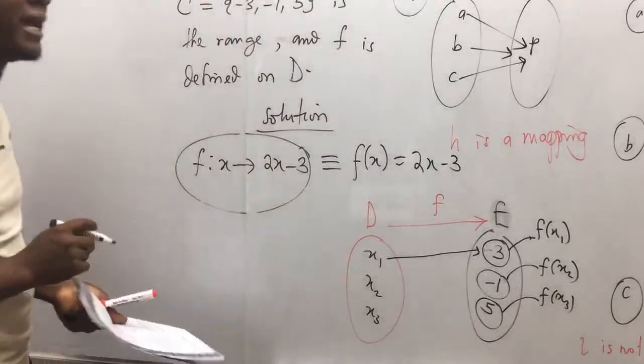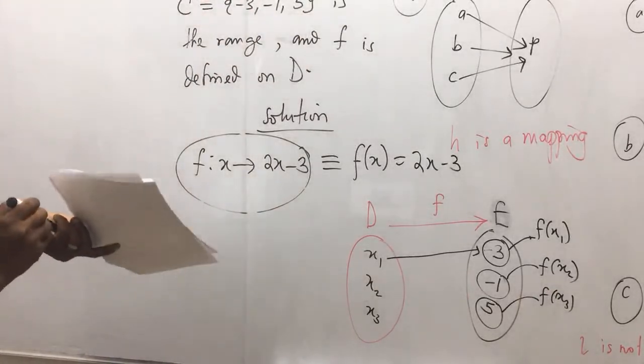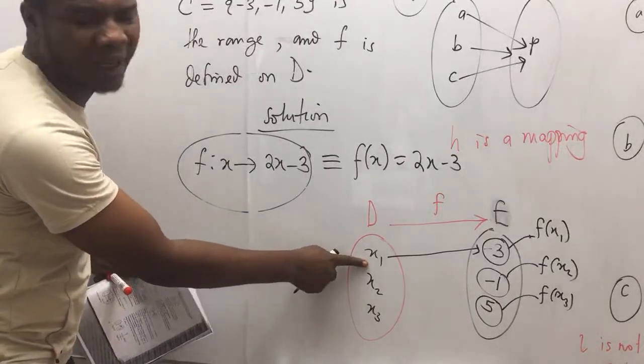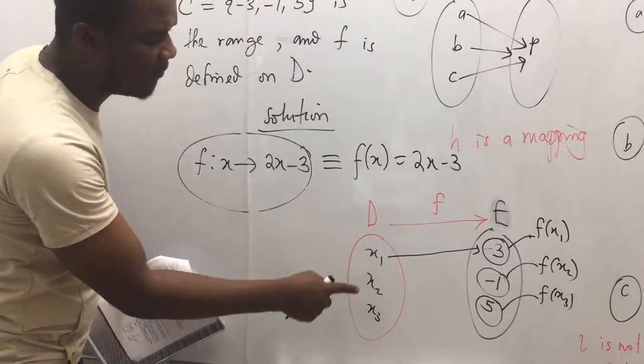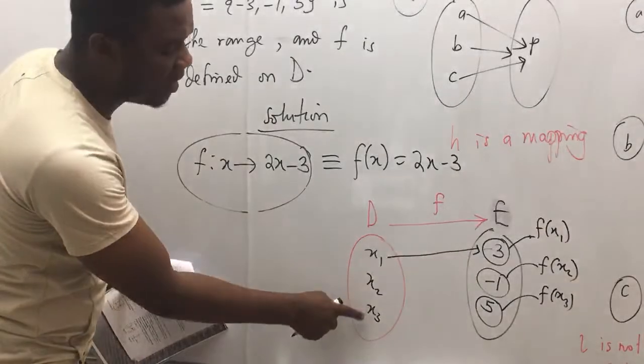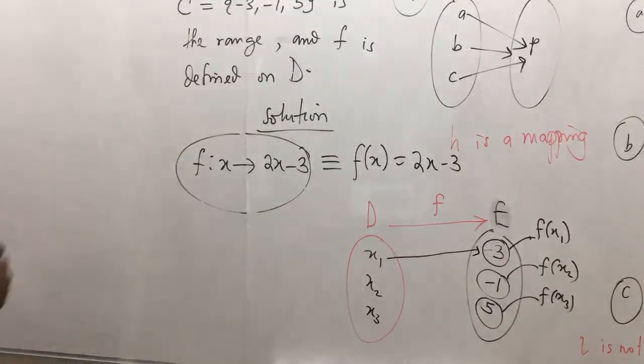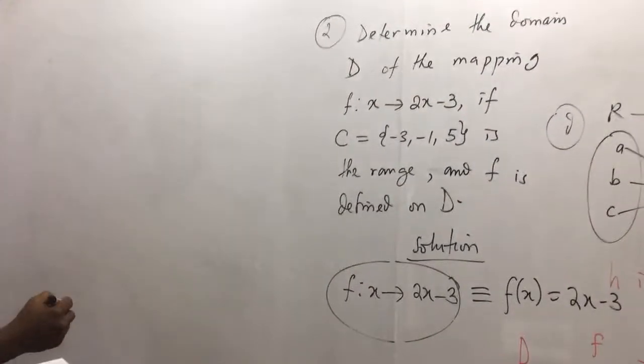Now the problem here is, if we must determine the domain, it means finding out what the value of x1 will be, finding out what the value of x2 will be, finding out what the value of x3 will be. So please bring the camera over here. So this is what we are going to be doing now.